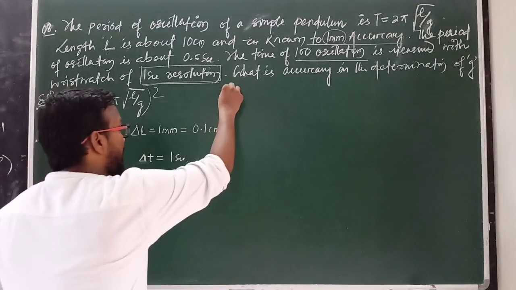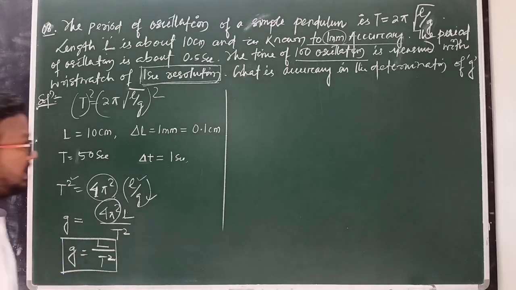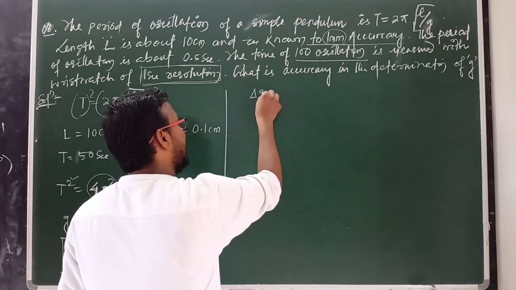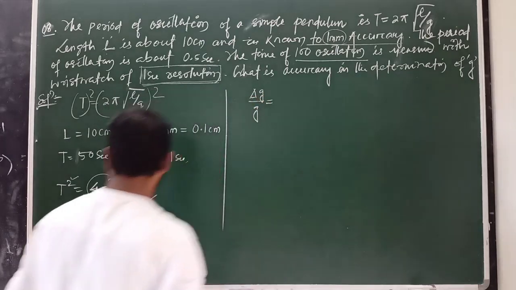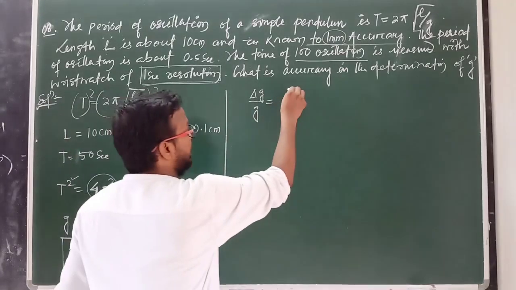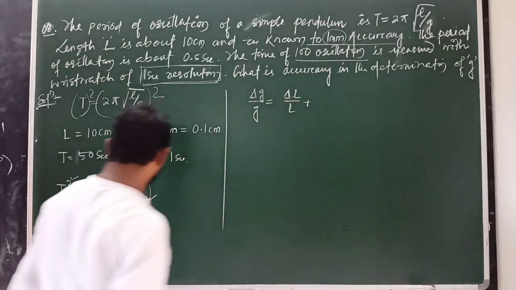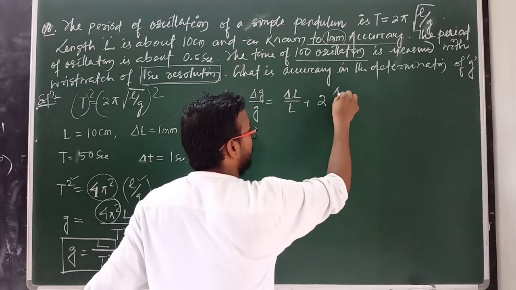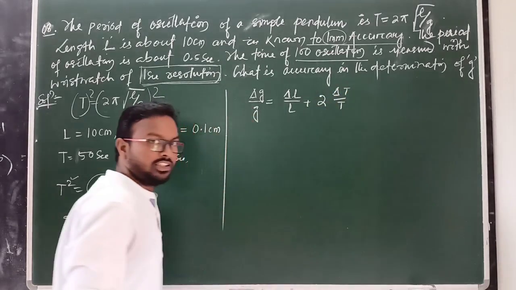So we have to find percentage error in g. Now how can we find percentage error? First we have to find the relative error, delta g by g, which is equal to, this is a division case, delta L by L plus, and in power form, I am writing here 2 into delta T by T. Clear?